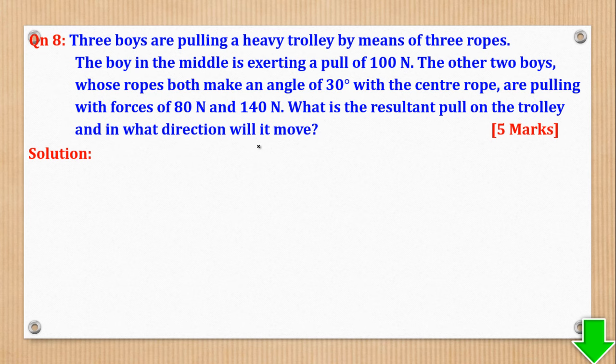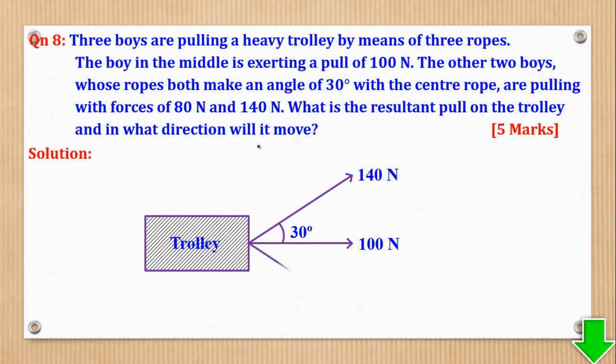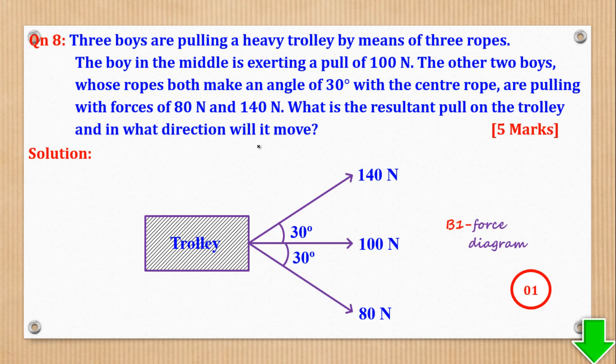So the first thing to do, this is now under mechanics, forces. So you have to draw a force diagram. We shall come and put a trolley. Then you put the ropes now, begin with the center rope of 100 newtons. Put the rope on one side making an angle of 30. The rope on the other side making an angle of 30. Now, force diagrams are drawn with a ruler. Remember that. So if I see that, that would be one mark.